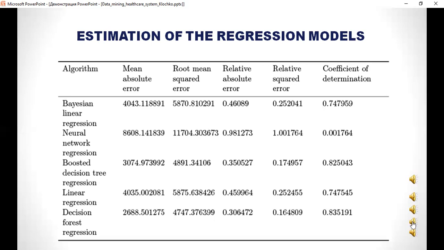In terms of the relative absolute error and relative squared error, the ranking of the regression model algorithms remains the same as in the two previous results. It should be noted that the worst indicators are those of the neural network regression: relative absolute error equals 0.98 and relative squared error equals 1, which characterizes the approximation of the error value to the average value of the result trials.